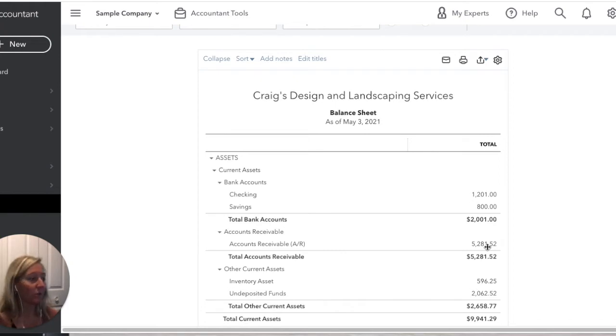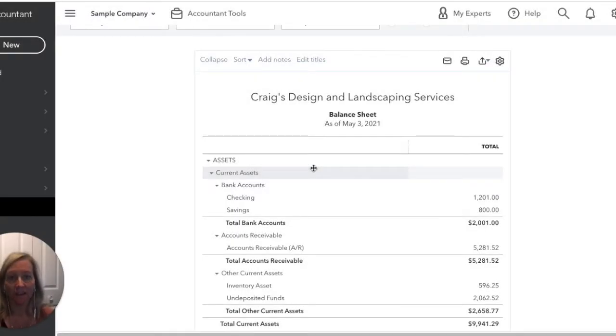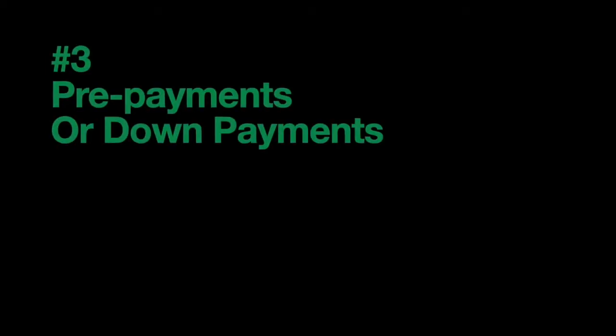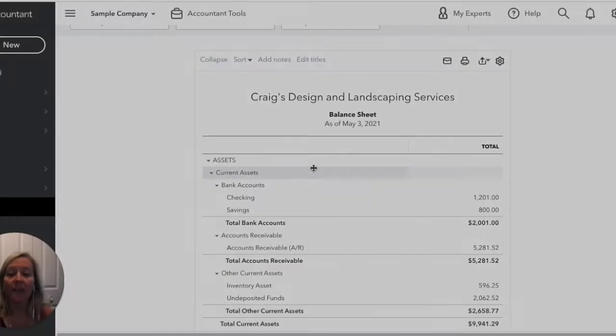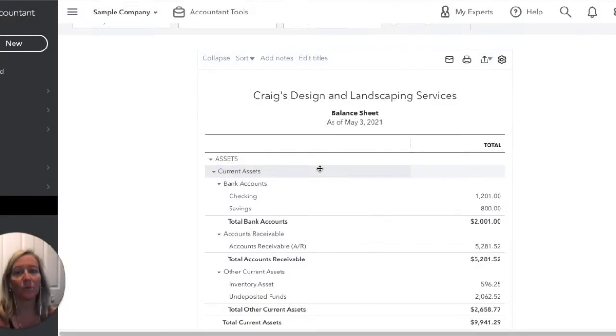I'm going to show you some ways that might make this number a little bit off or a lot off. There are probably numerous reasons that this number could be off, but the 3 that we're going to cover today are: number 1, old balances that have been deemed uncollectible. Number 2 is old customer credits that have not been paid back or cleaned up. And number 3 is prepayments or down payments. Let's start with number 1, old balances that have been deemed uncollectible.